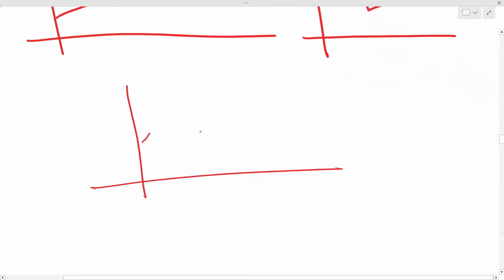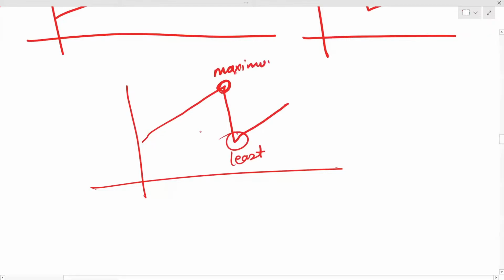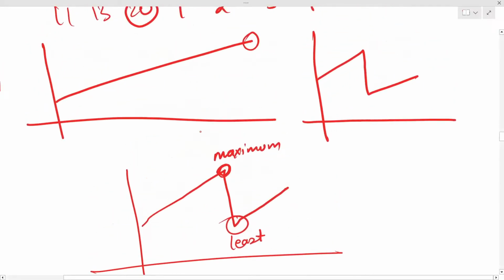But the key idea here is you'll always see something like this. The maximum element, just after that, you're going to have the least element. The key point is this: if this is the maximum element, then the minimum element is going to be right next to it. Otherwise, this is your maximum element. Is anyone having any doubt regarding this part?